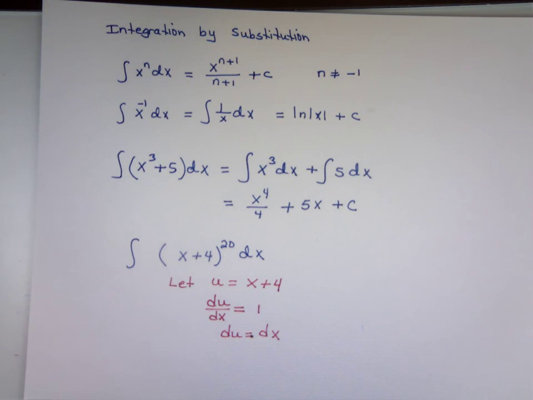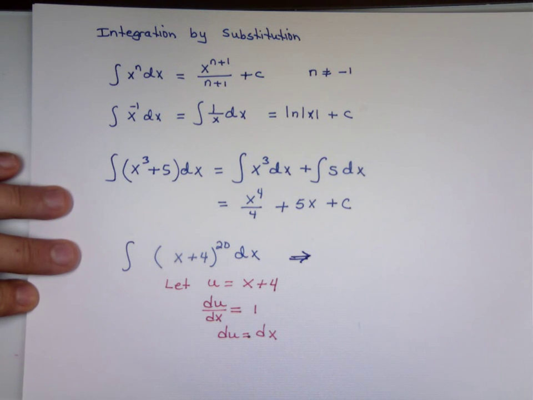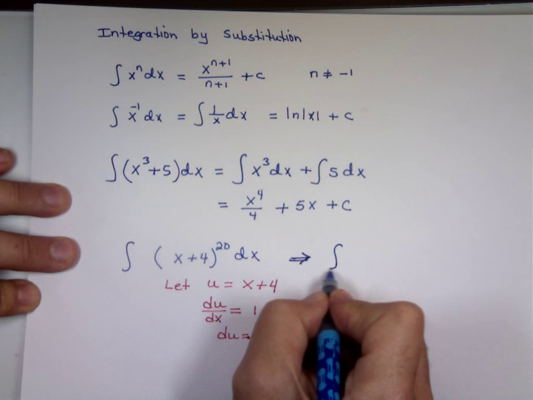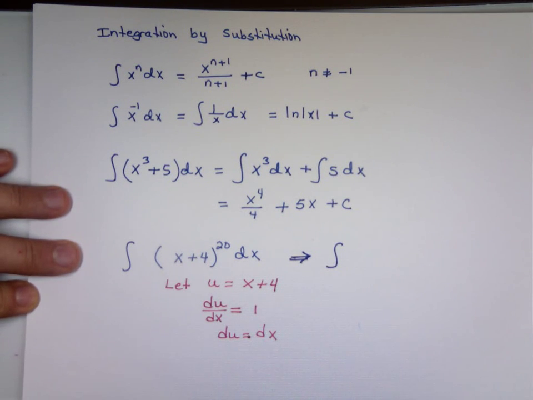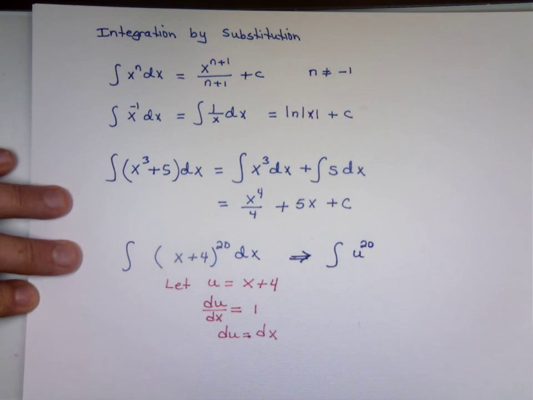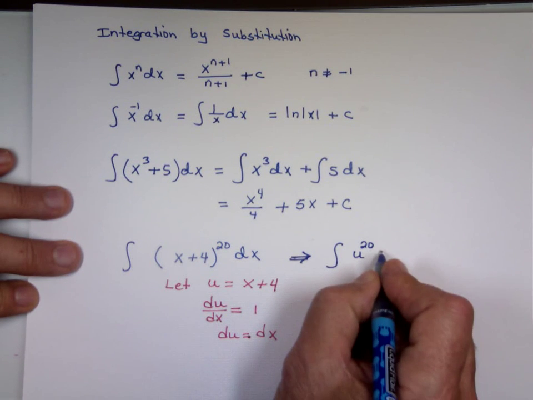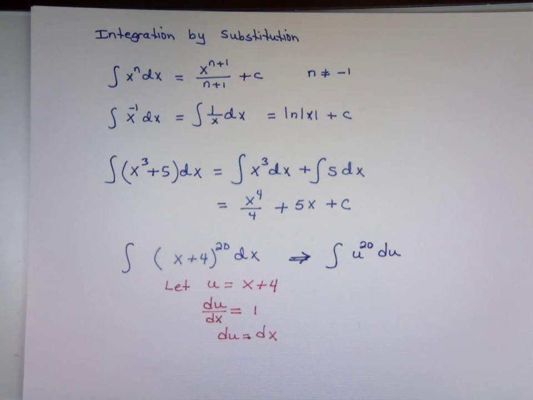Now we can take this problem and change it to u. We can say that's the integral. Instead of x plus 4, I'm going to write u to the power of 20. And what is dx equal to? du. You can't integrate when you have u and dx. None of us can. They have to be matching. If this is u, this has to be du.